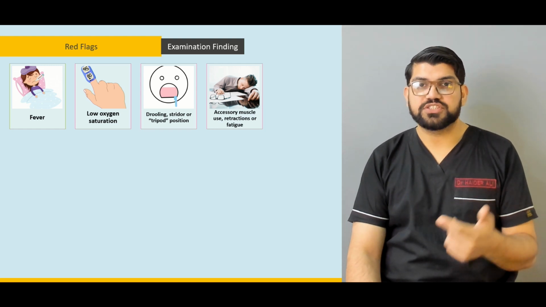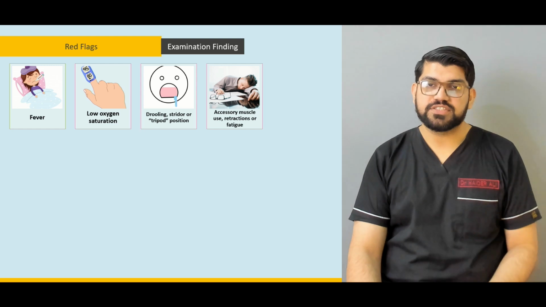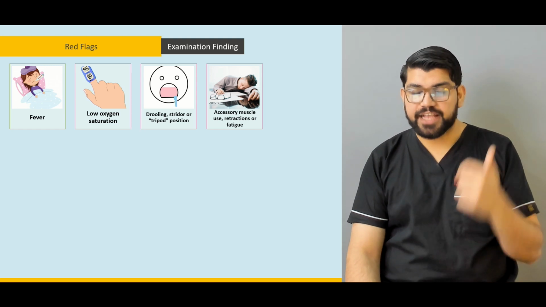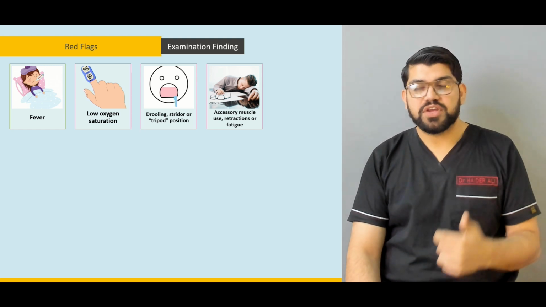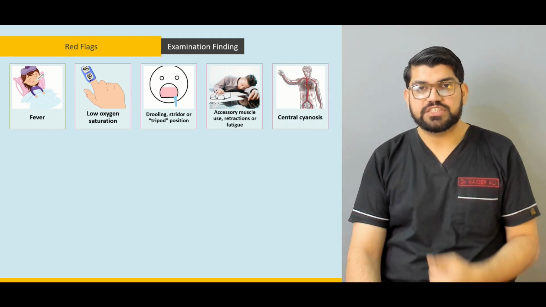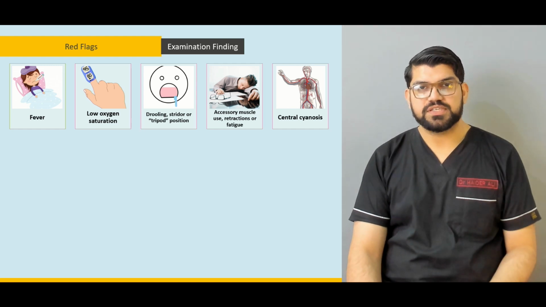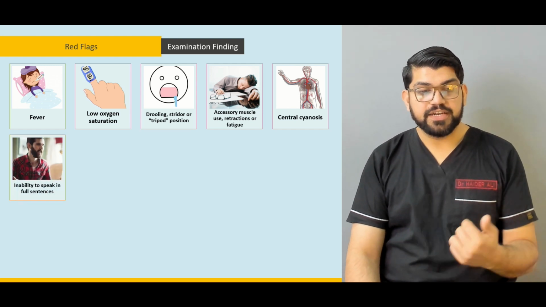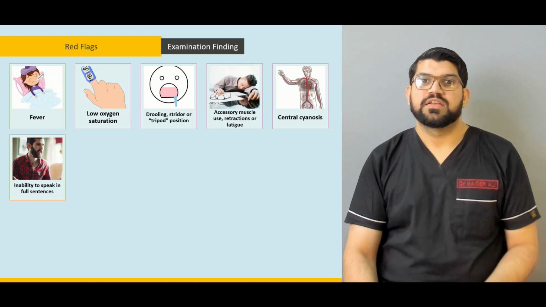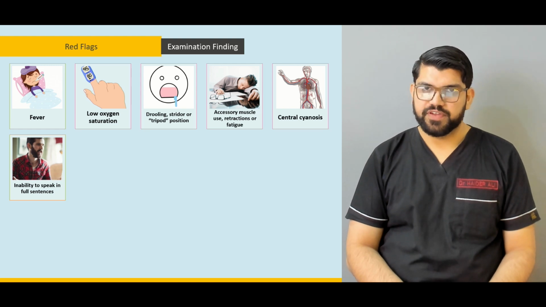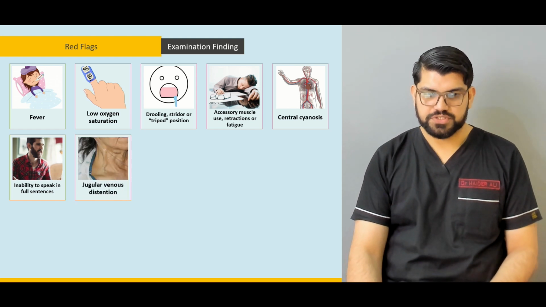Accessory muscle use, retractions, or fatigue: think these are the signs of impending respiratory failure. So this warrants immediate treatment of that patient. Central cyanosis, especially central lip cyanosis or buccal mucosa cyanosis, COPD, acute exacerbation of asthma, inability to speak in full sentences, acute respiratory failure. This patient is in impending respiratory failure. This patient needs extra oxygen. This patient needs oxygen, oxygen, and oxygen.